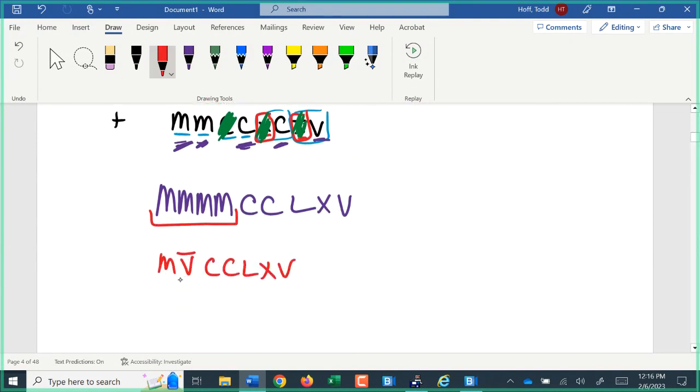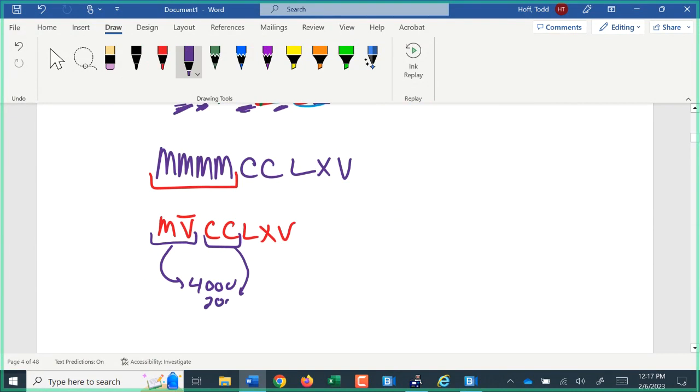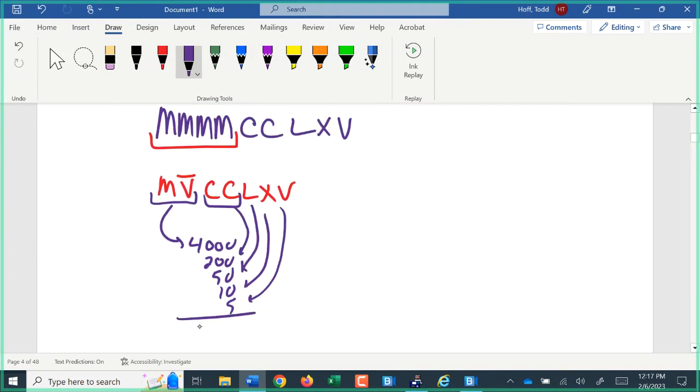So this is 4,265. So that round comes up to be. If I were to decode that, this is 4,000. This is 100 plus 100 is 200. 50, 10, and 5. 4,265.